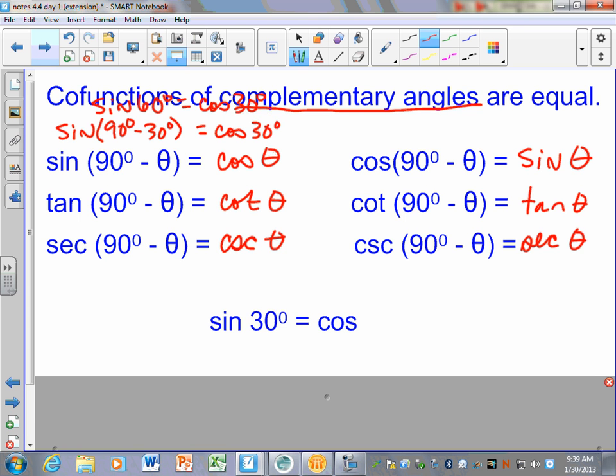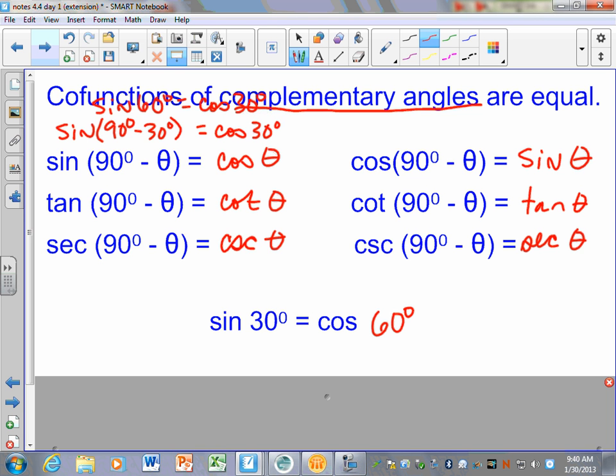So I wrote this down here, but we already did this. I could say that the sine of 30 degrees is going to equal the cosine of 60 degrees, because 60 plus 30 adds up to 90, and they go together, so I know that. Okay, I think that's it for my little rules.